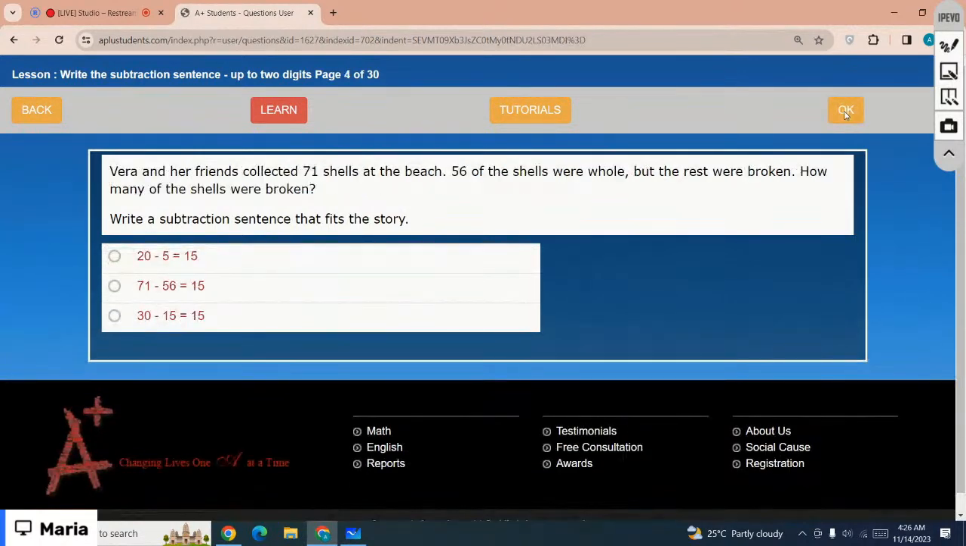Okay, the next one is, Veera and her friends collected 71 shells at the beach. 56 of the shells were whole, but the rest were broken. How many of the shells were broken? You need to calculate the broken shells. The total shells were 71, and 56 were whole. So, which is the correct option?